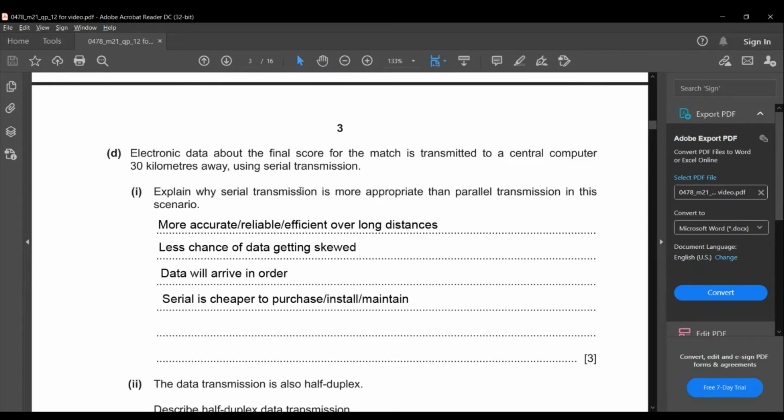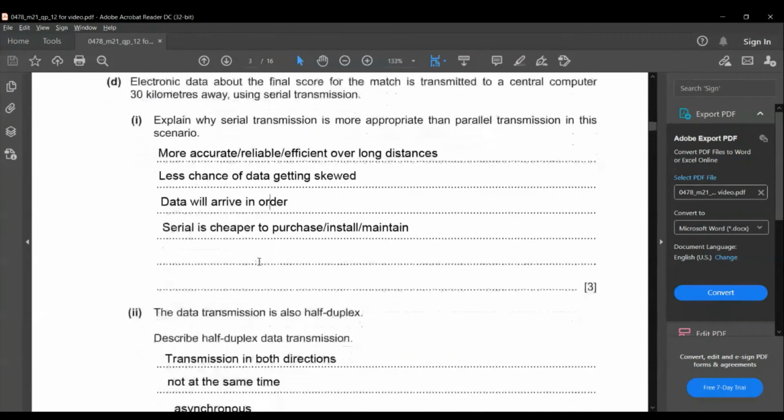Since we are using serial transmission, the data would come in order. Also, serial is cheaper to purchase, install or maintain. Serial transmission is more accurate or reliable since there is less chance of data getting skewed.